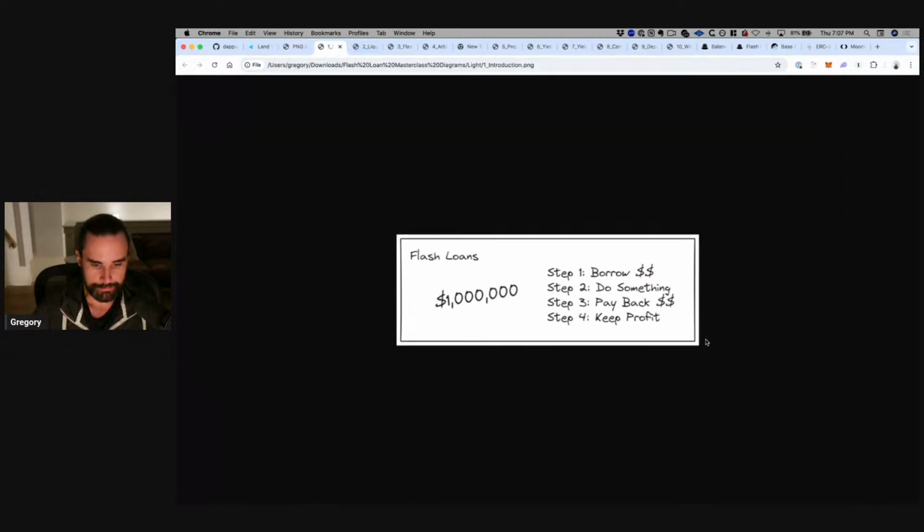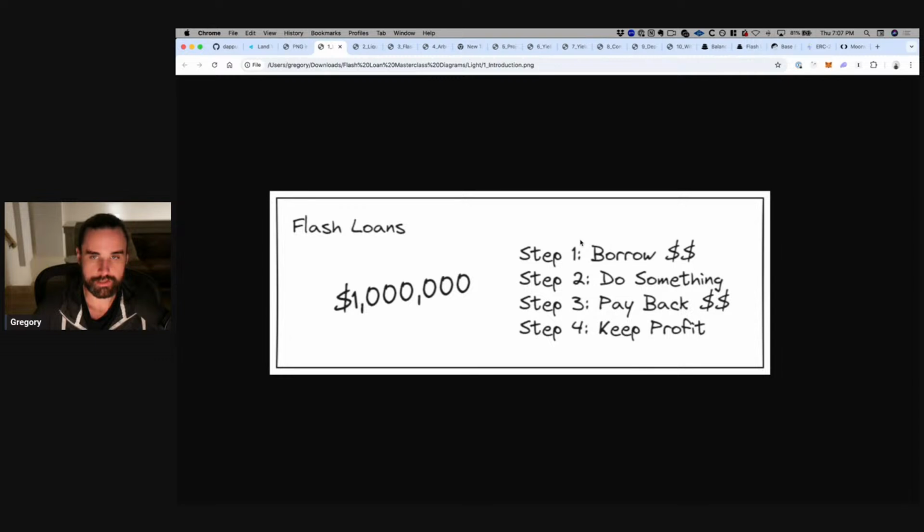Like, for example, borrow some money, step one. Step two would be do something with it, like trade it or deposit it somewhere. Step three would be take that money back and pay back the flash loan. And step four might be keep the profit. All right. So blockchains support this type of complex transactions with smart contracts. Okay. So smart contracts are just programs that run on the blockchain.